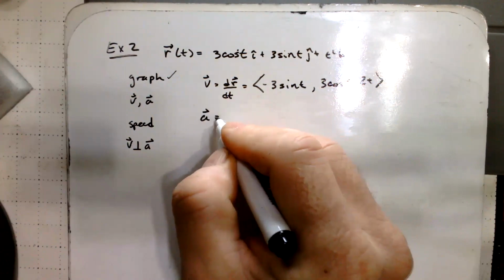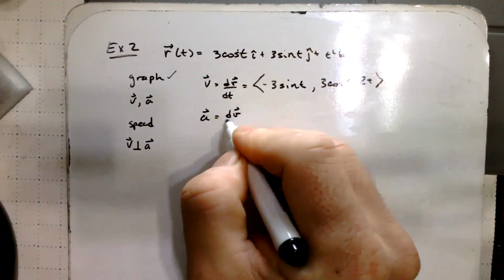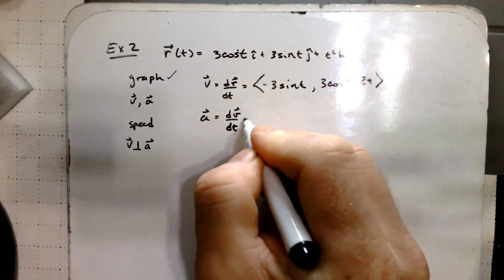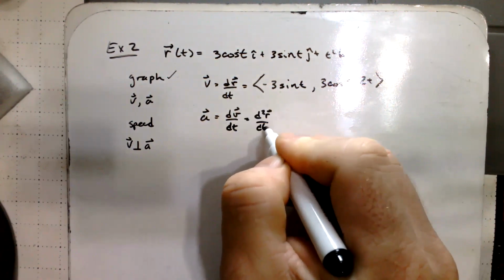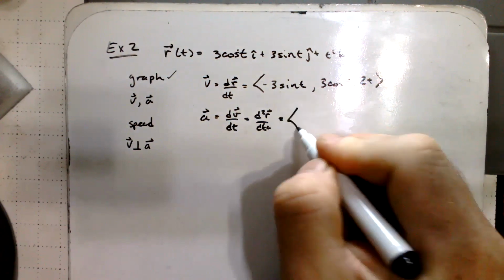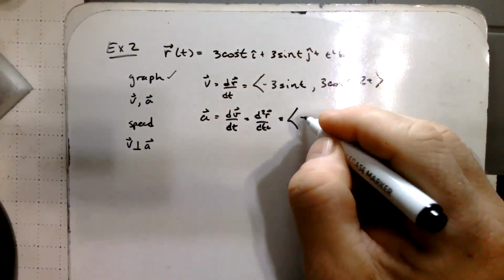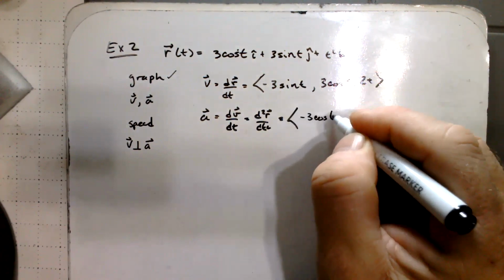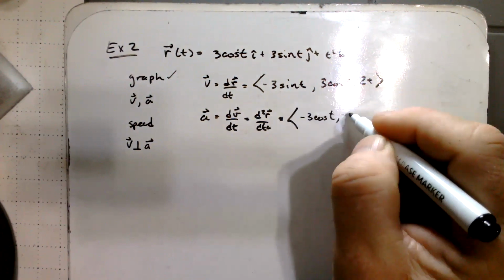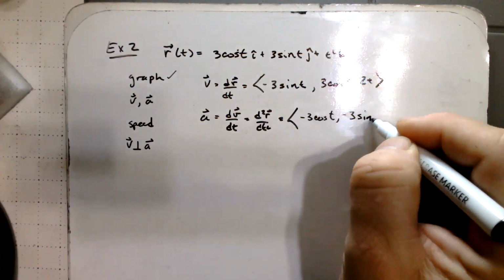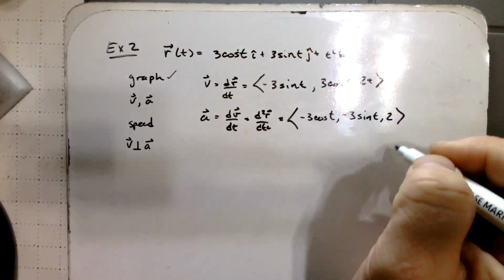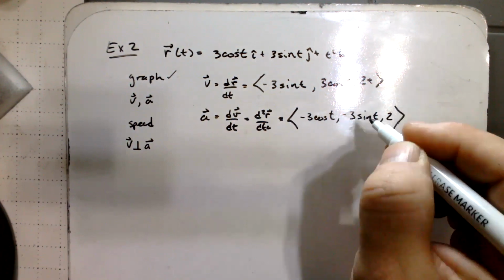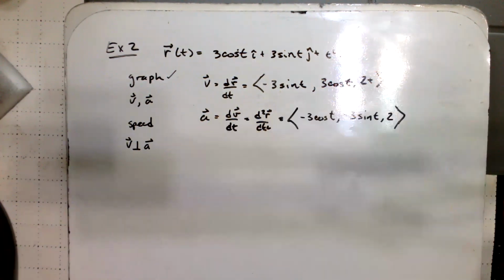And now our acceleration is going to be dv dt, which is also d squared r dt squared. So the derivative of this is going to be minus 3 cosine t. The derivative of that is going to be minus 3 sine t. The derivative of that will just be a constant of 2. Okay? All right, so there's our velocity and our acceleration.